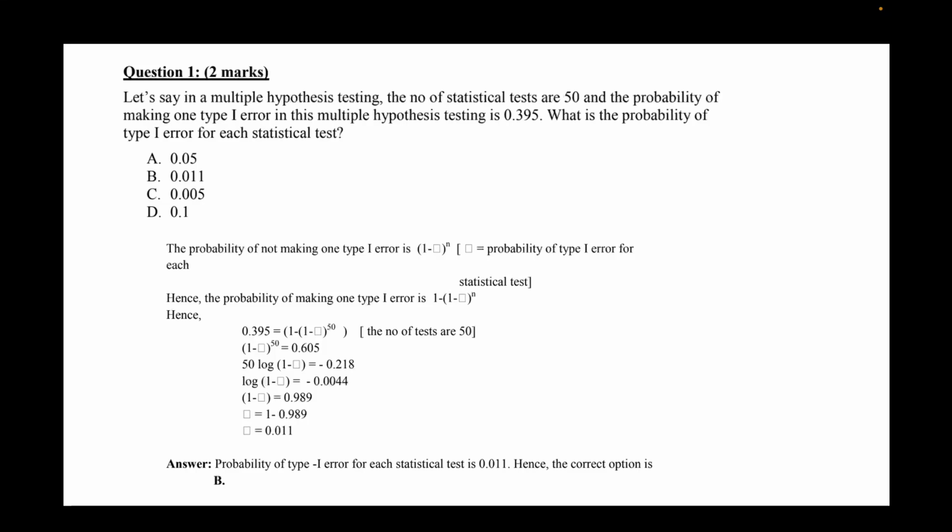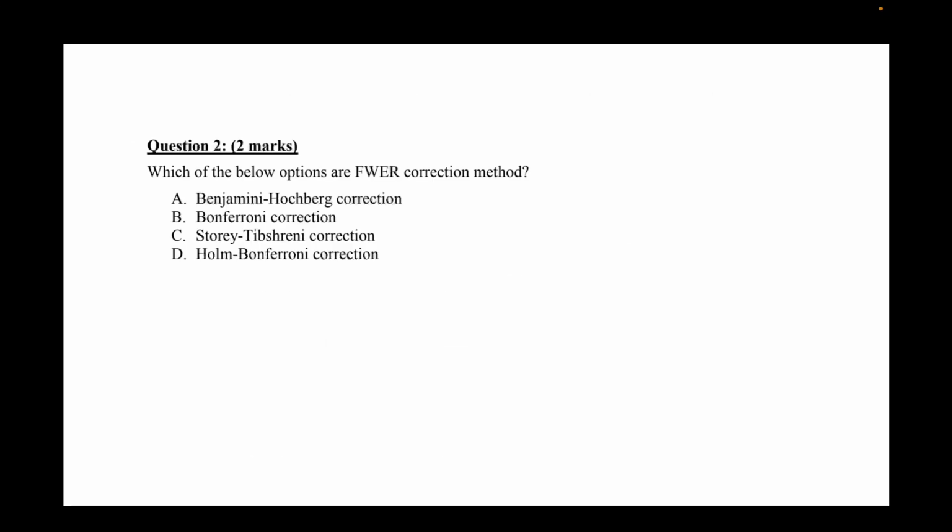So you assume a probability for the type 1 error for each test, then you calculate the probability of not making an error, which is basically 1 minus, and for n statistical tests it will be to the power n. Then you make 1 minus that to get the probability of making an error for the whole multiple testing. That value is given to you, then you solve it, and 0.011 is the answer. So yeah, these kinds of questions will come in your exam, so I'd suggest practicing these a little bit in your free time as well. Okay, let's move on.